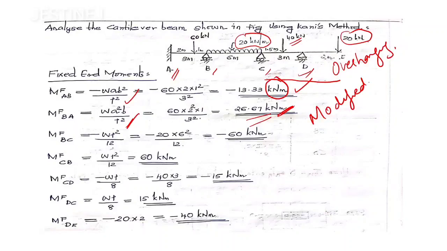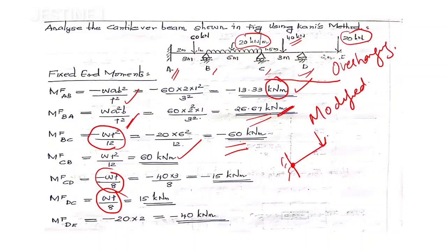Then MFBC and MFCB. The UDL is acting, so the general equation is minus W L square by 12, and you will get minus 60 kilonewton meter, and MFCB is 60 kilonewton meter. For MFCD, the load is acting at the center, so the general equation is minus W L by 8, and here also the positive value W L by 8. For MFDE, if you consider that joint as fixed like a cantilever beam with a load acting, you will get minus 20 multiplied by 2, that is minus 40 kilonewton meter. So that's the case of the different fixed end moment values.